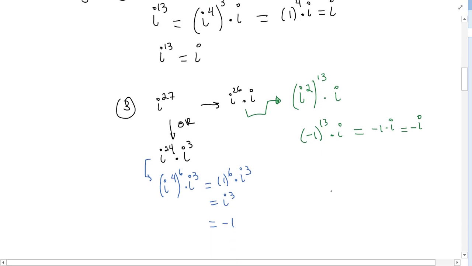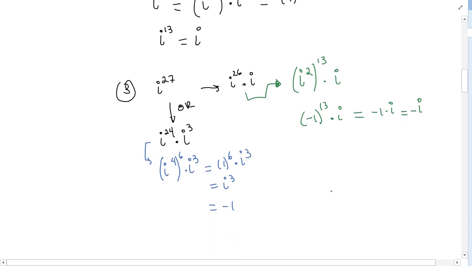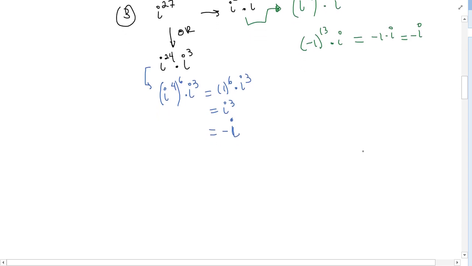So notice that we get the exact same answer. I just realized that I did not put my i here. Negative i. So we get the same answer, right? i cubed from the chart is negative i. I just wrote something else there. Okay, so that's how we simplify powers of i.